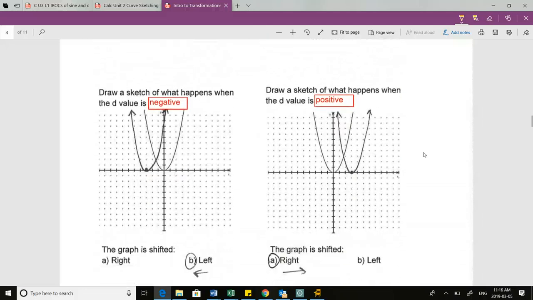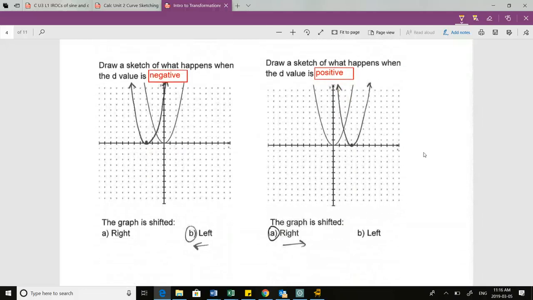Okay, D value. If the D value is negative, you will see that your graph shifts left. Okay, whereas if your D value is positive, you should see that your graph shifts right.